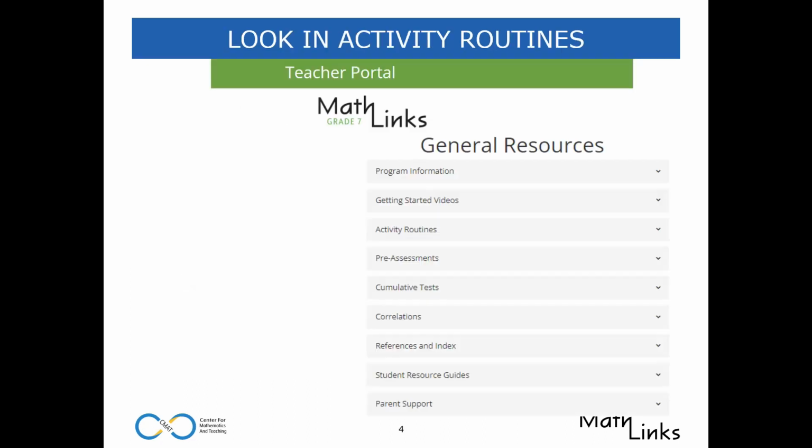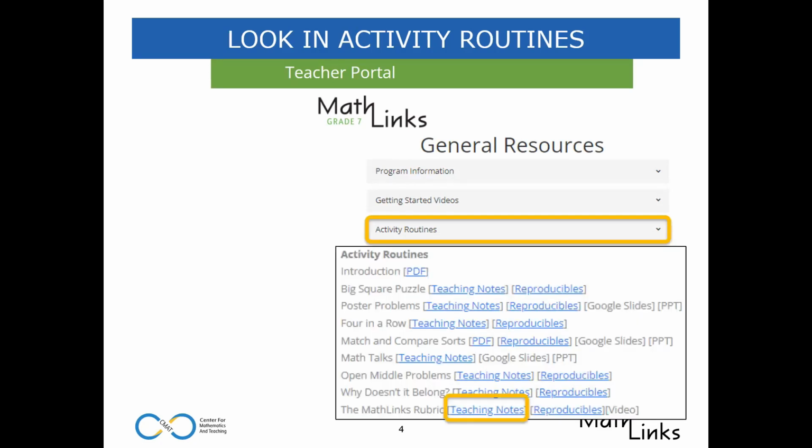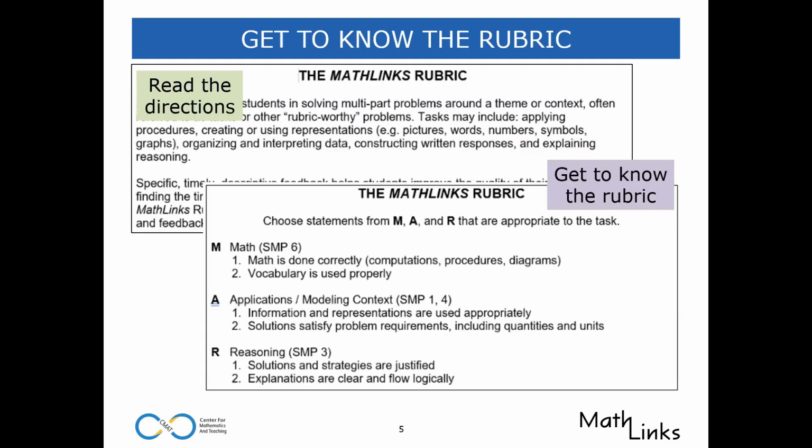You'll find the MathLinks rubric on the General Resources side of the Teacher Portal in Activity Routines. Choose Teaching Notes to learn about using the rubric, and reproducibles for student copies for doing the initial Getting to Know the Rubric activity. Read about the rubric and get familiar with the three sections M, A, and R.